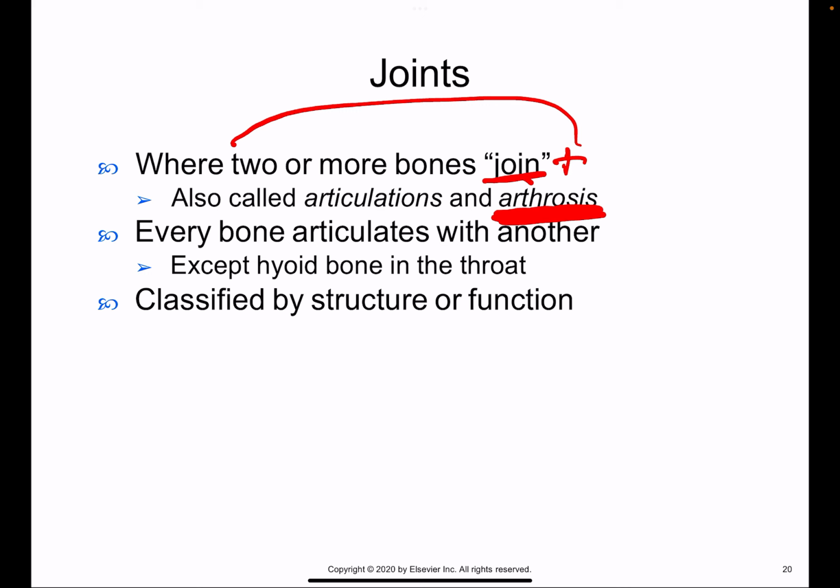It's going to be helpful in pathology. Anyway, every bone articulates with another bone except for the hyoid. Now, the hyoid is going to have a very interesting function. Hyoid, of course, is going to protect the thyroid, which is not located in the thigh. It's located in the throat, right?